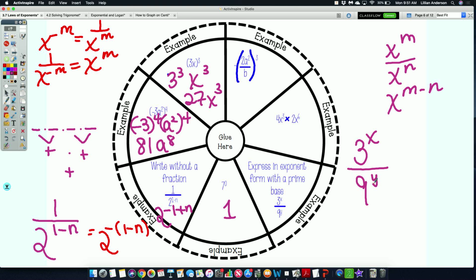I would be able to use that quotient rule if the bases were the same. They're not the same yet. Is there a way I could write one of these bases either in the numerator or denominator so that they're the same, so that I could use that rule? Yes. How so? Is there a way I could rewrite one of these bases so that it looks like the other base?